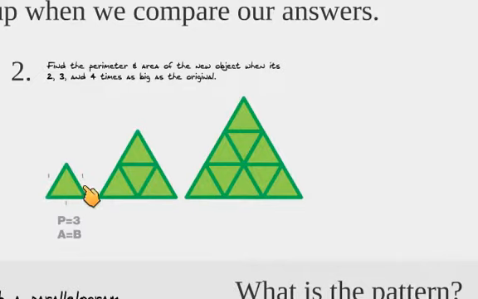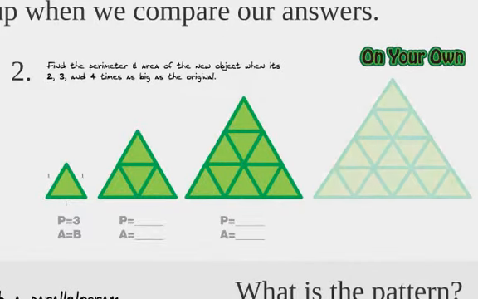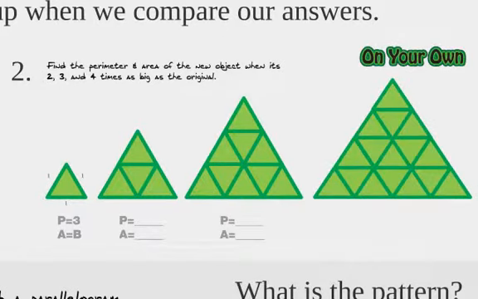So if the area is B, how many areas do we have here? You would just count each individual triangle. So you've got 1, 2, 3, 4. So instead of writing area right here, you would write 4B. There are 4 B's. So go ahead and find the perimeter and the area of each of these shapes. Now do this big one.